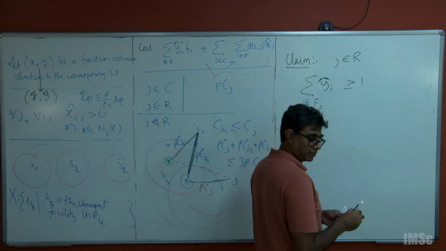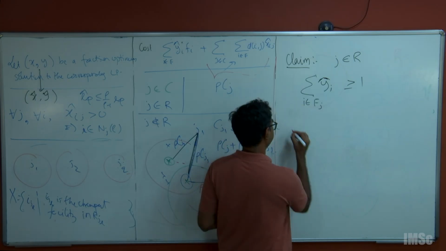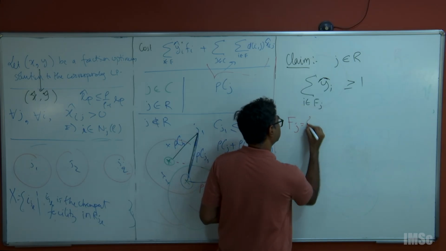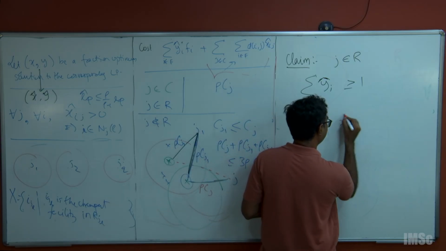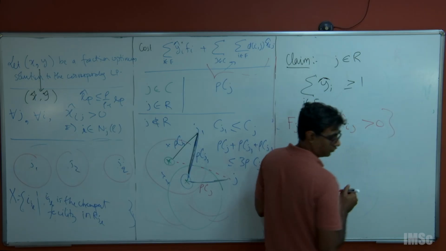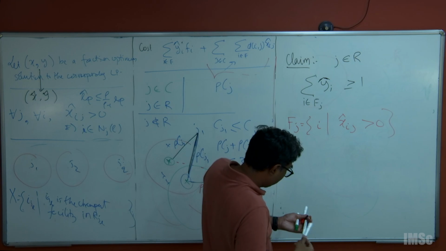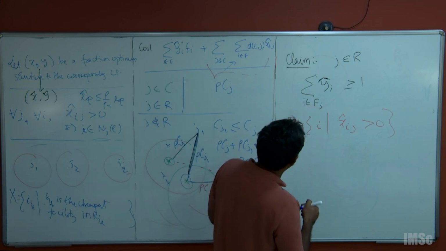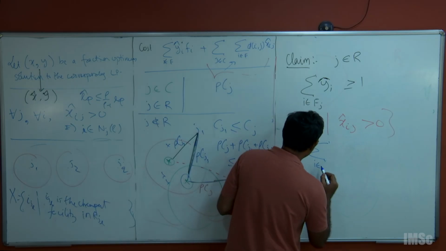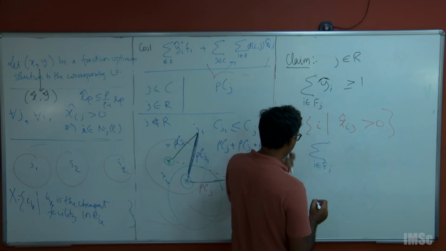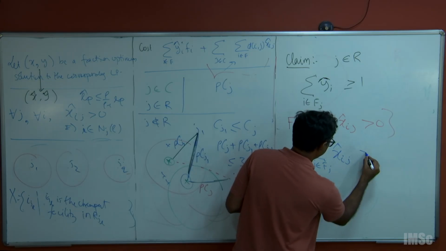So what is our key observation? Look at the ball Fj. Let me rewrite the definition of Fj. I said Fj consists of all those facilities i such that xij hat is greater than 0. So what I know about this is that summation over i in Fj of xij hat is greater than or equal to 1.